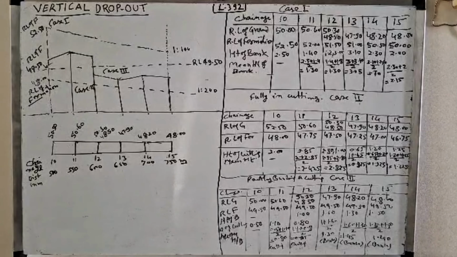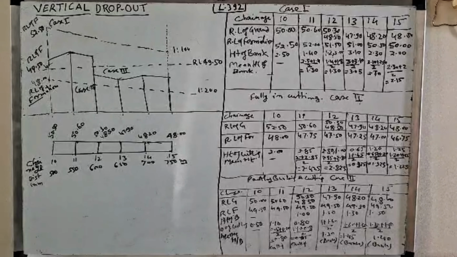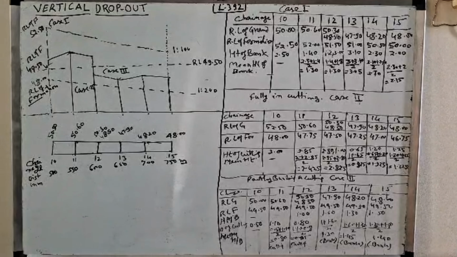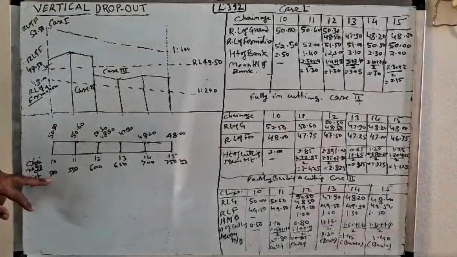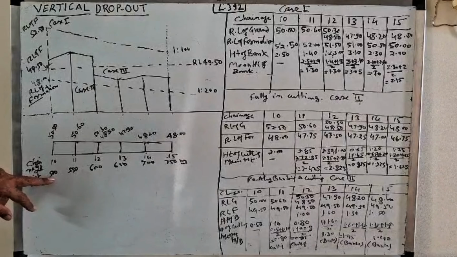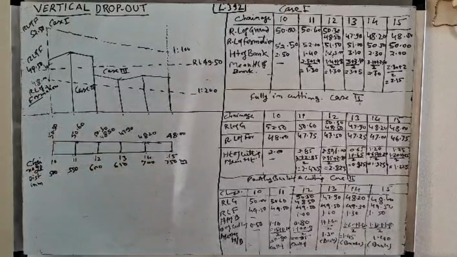We have to study here, if the RL of ground somehow drops out at a point, what will you do in cutting, in banking and partial cutting and filling. So I have taken an example of chainage 10 to 15, that is 10, 11, 12, 13, 14, 15, at a distance of 50 meters each, that is 500, 550, 600, 650, 700 and 750.